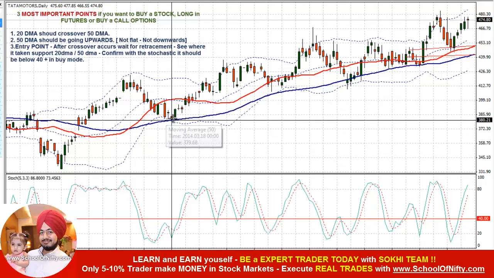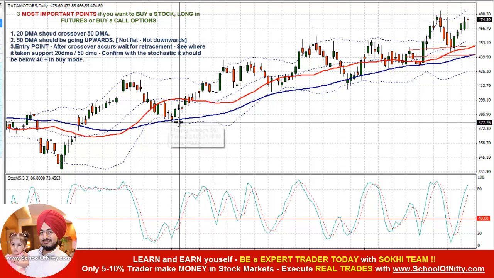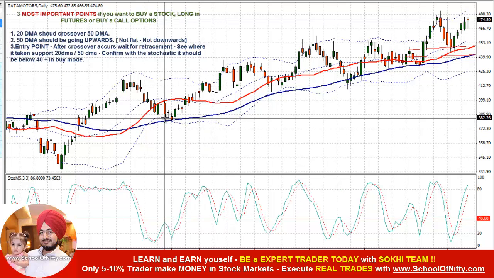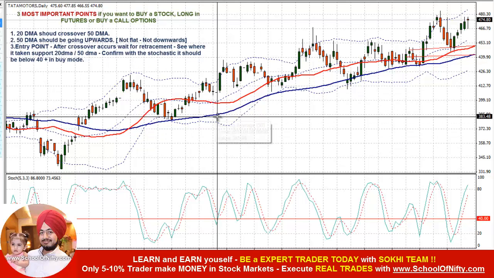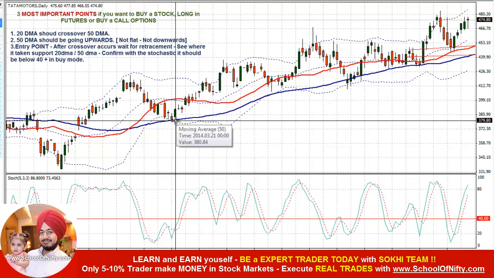And see, the stock has gone up, and even if I put a stop loss at this region or just below this region, the stop loss never got triggered after March 2014. Fine. Now see, I enter over here.